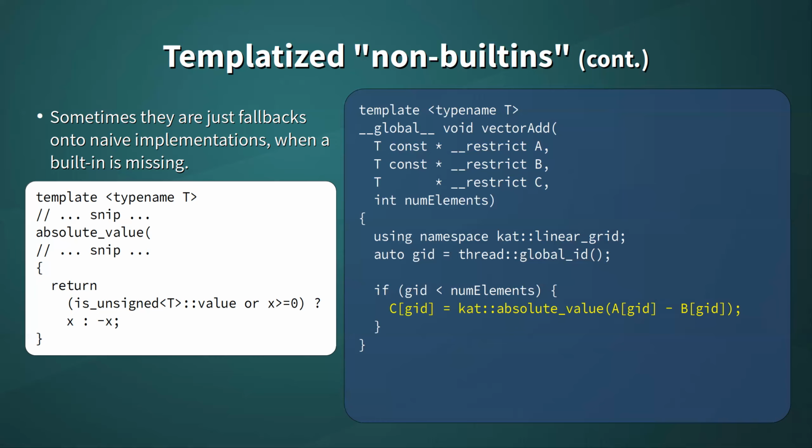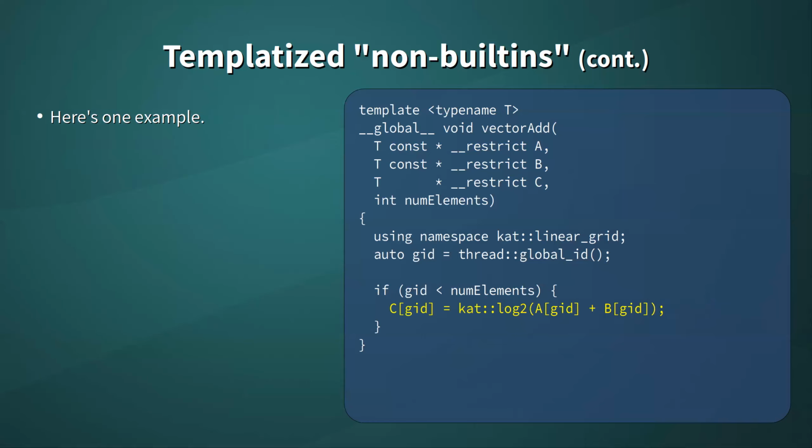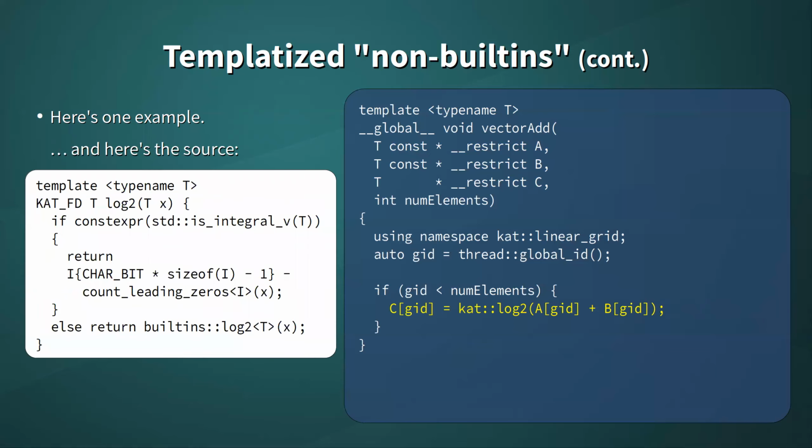So that's a further generalization that's useful when you're templating. There's also the case of when you don't have a built-in at all. So that's going to be my next example, and it's log in base 2. There are actually some built-ins for log in base 2 in CUDA, but only for floating point types. So this is my implementation of log in base 2.